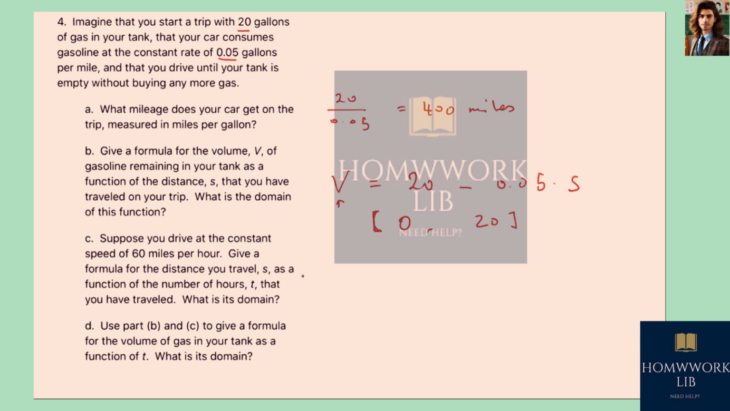And C, suppose you drive at a constant speed of 60 miles per hour, give a formula for the distance you travel as a function of the number of hours t that you have traveled. And obviously S equals 60 times t, right?